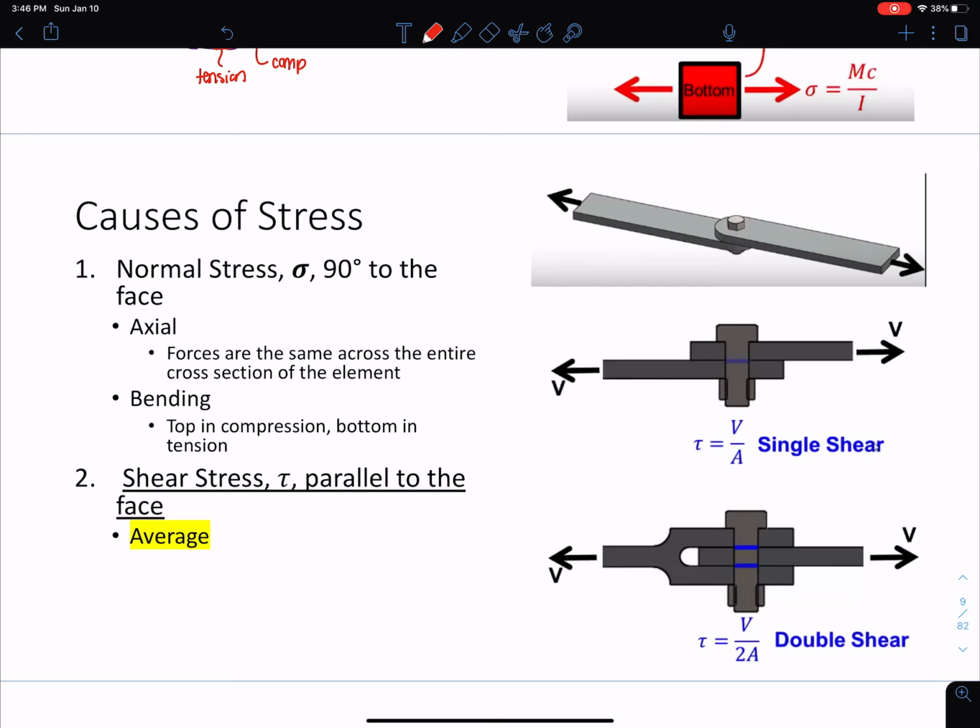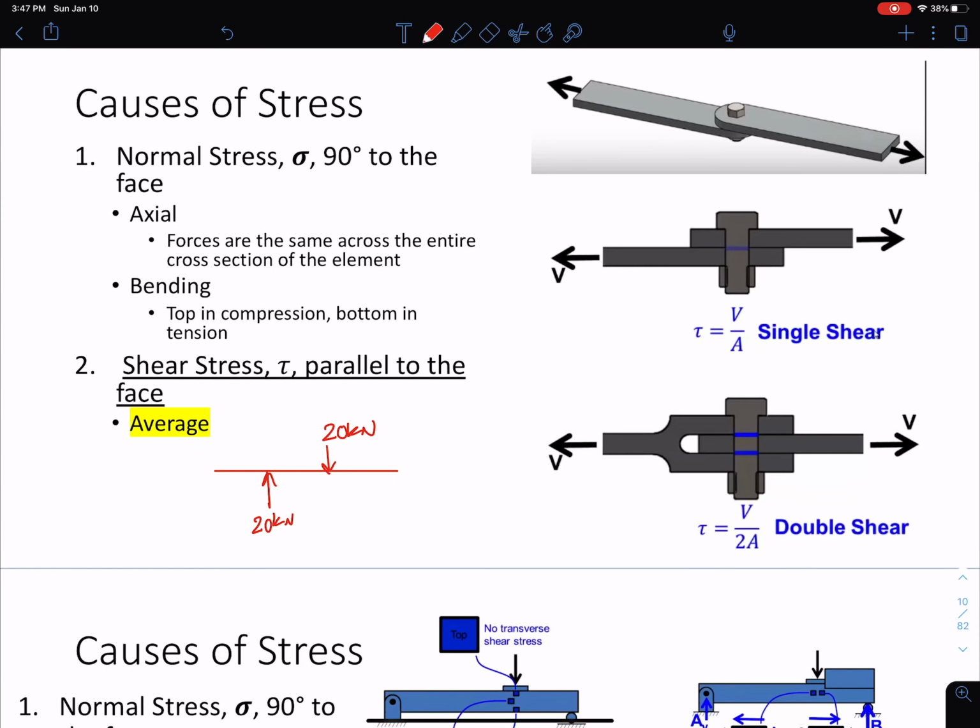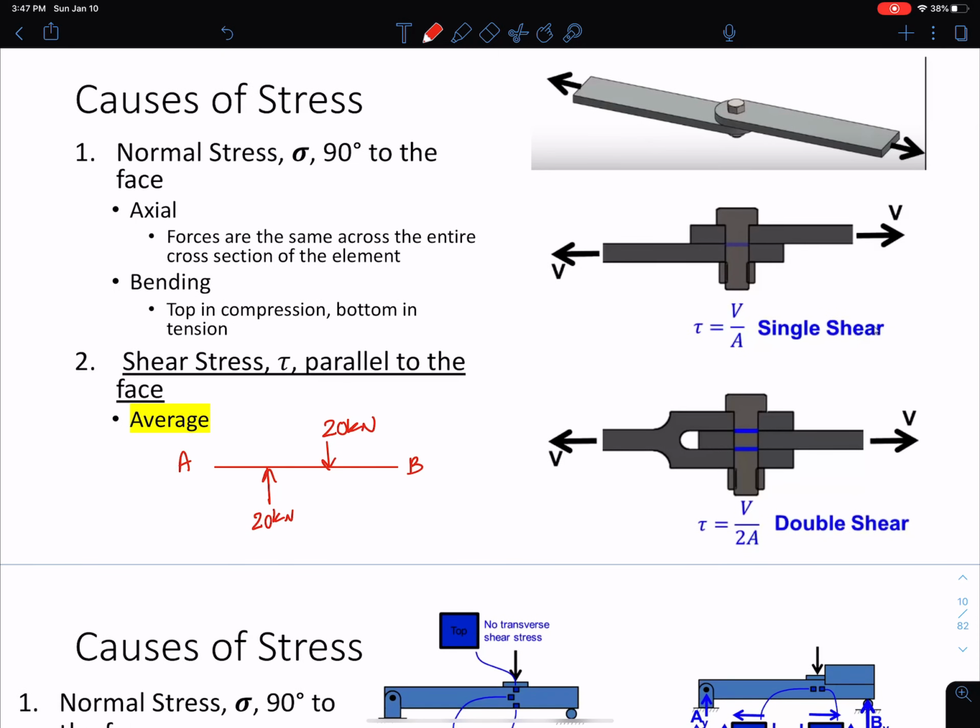So now continuing causes of stress, we've talked about axial, we've talked about bending. We're going to move on to average stress now, average shear stress. So here, imagine I have, I'll show you an application of this, and then I'll talk about the single shear and double shear. Let's say I have a beam and I have a force on the beam of 20 kilonewtons, and I have another force here, let's say of 20 kilonewtons. And let's say I make a cut along this beam, okay, right at the 20 kilonewton load, okay.